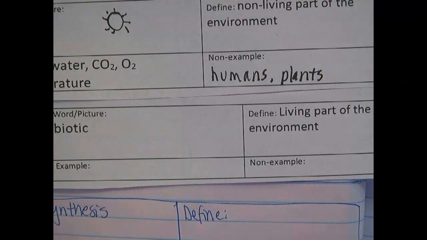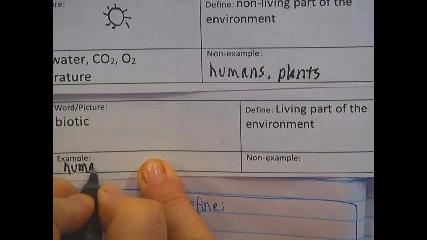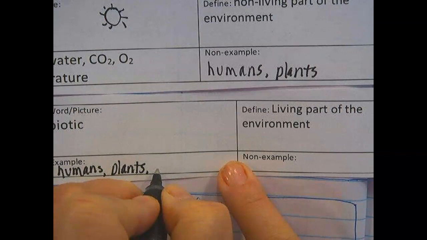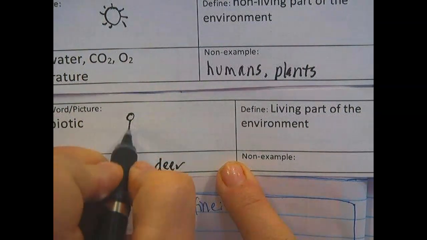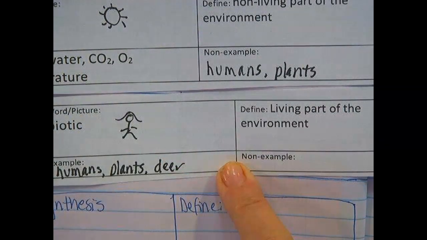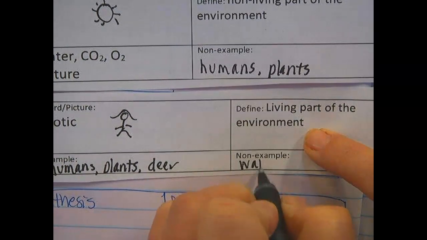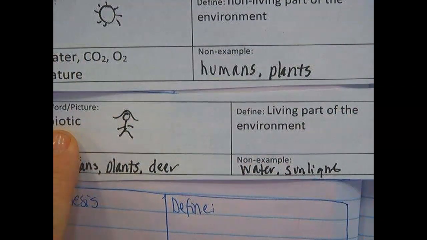And really we can just do the opposite on our examples and non-examples. So an example could be humans, could be plants, could be deer, anything alive. So my little example here is going to be a lovely little person. And then non-examples again could be water, sunlight, because these things are not living. And again, if you break down the bio, the root word for bio is life. So biology then would be the study of living things.